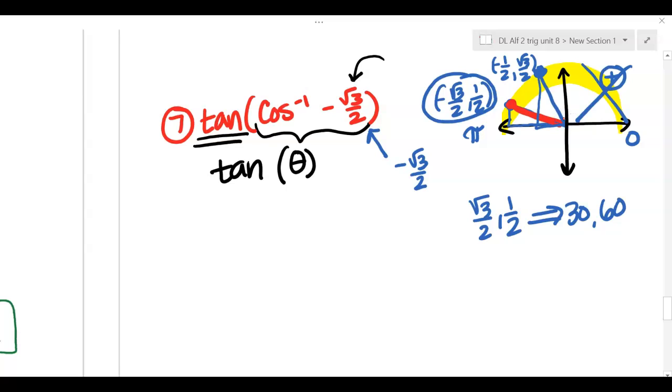That angle is a 30, meaning it's 30 degrees. Its reference angle is 30. It's 30 degrees away from the x-axis, which means it's like the 150 degree mark, or 5 pi over 6. So that's the number it would be from 0 to pi. So the answer to what angle this is, is 5 pi over 6. Then I'm going to try and find the tangent of that angle.